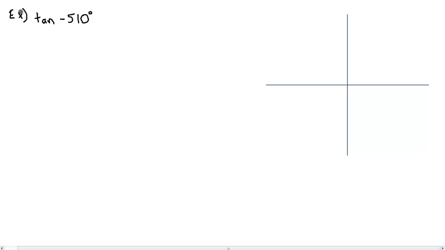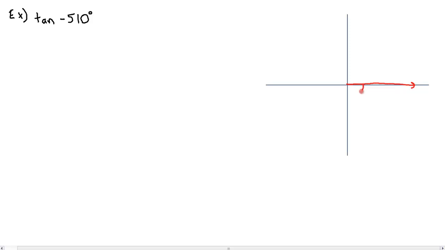In this video, we want to evaluate tangent of negative 510 degrees. So the first thing that we want to do is find our reference angle. And we could find our reference angle by drawing out the angle of rotation. That's an easy way to see the reference angle. So our initial side is right there, and we want to rotate clockwise because it's a negative angle.